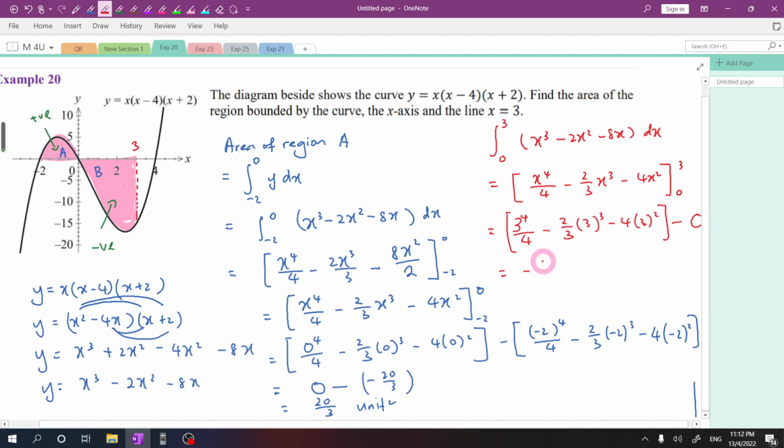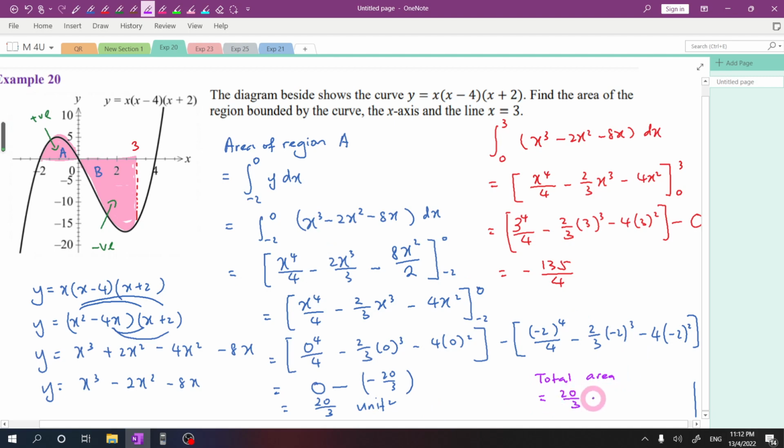You should be able to get negative 135 over 4. So as we expected, this region, when we find the definite integral for this part, because this is below x-axis, it will give us a negative value. So now we want to answer the questions. The area of the region bounded by the curve, the x-axis, and the line x equal to 3. Total area. We cannot write area of the shaded region because the diagram does not shade the region. Okay, just write total area.